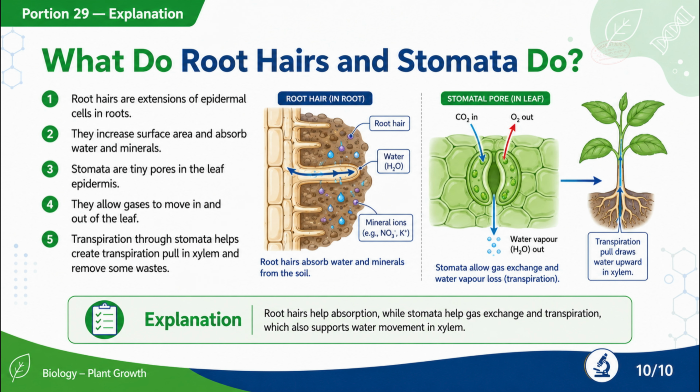Explanation. The epidermis grows hair-like extensions for special jobs. In roots, these are root hairs, which increase surface area to absorb water and minerals. In leaves, the epidermis has tiny pores called stomata that allow gas exchange and transpiration, water vapor escaping. Transpiration also creates a pull that helps lift water up the xylem and removes some wastes.